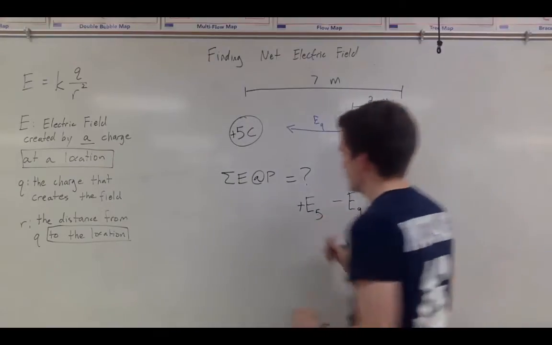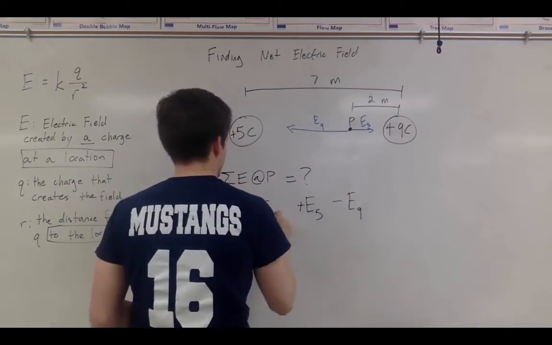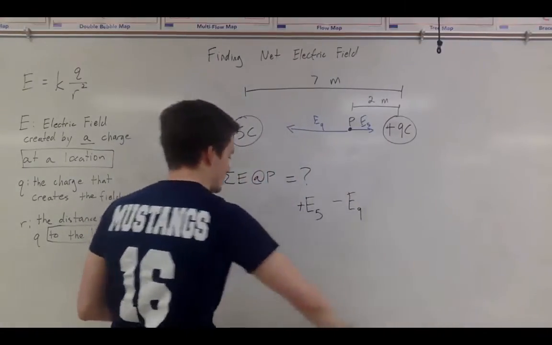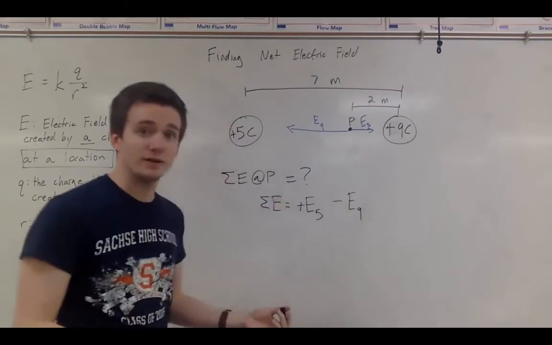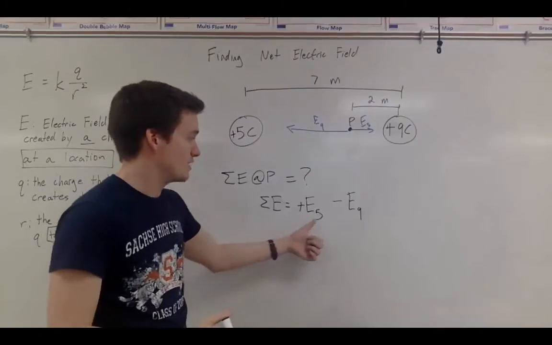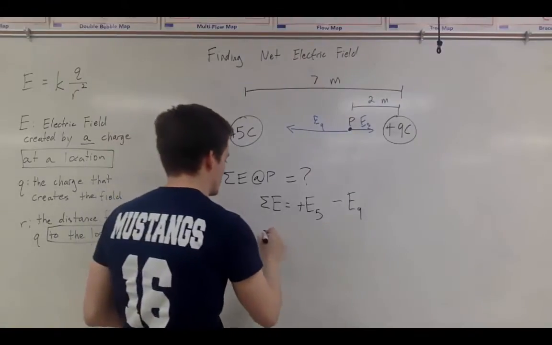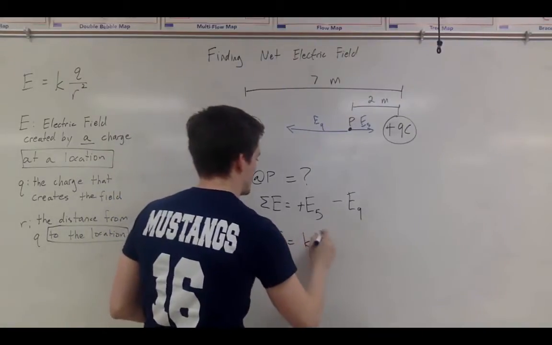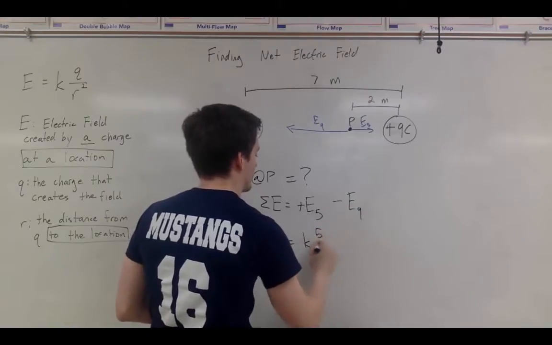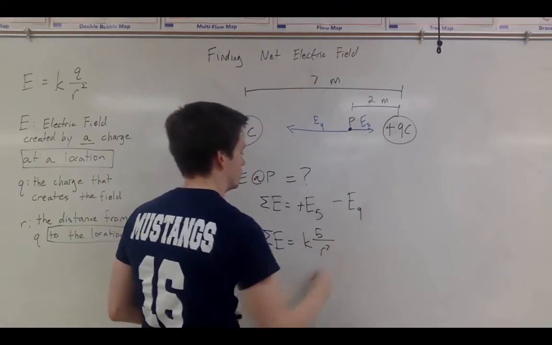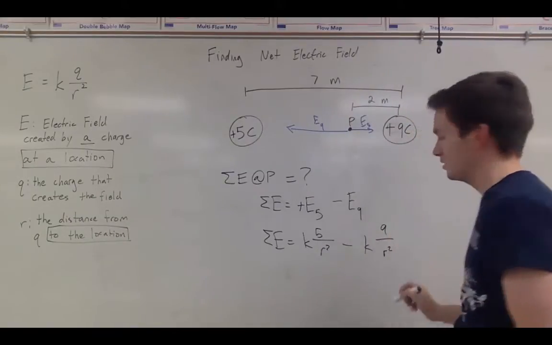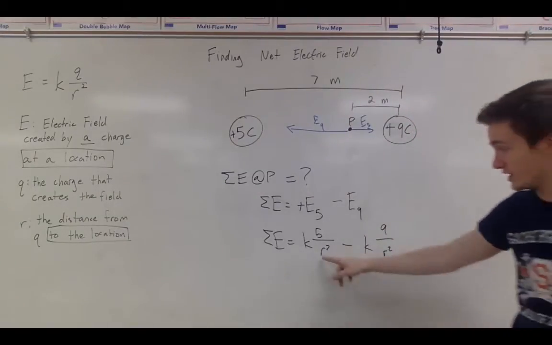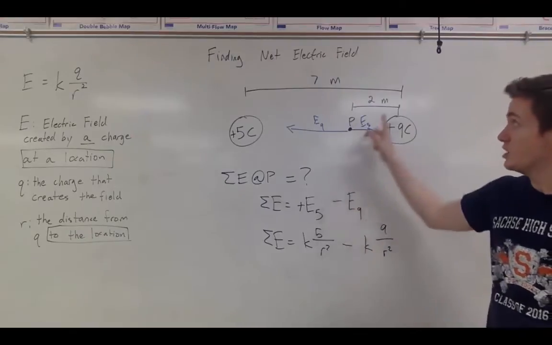So now we have our two things, and from here, it just becomes a matter of plugging in numbers and actually solving. Now, we have formulas for both of these, so from here we just got to plug and chug. K times the 5 coulombs over r squared minus K times the 9 coulombs over the other r squared. Now notice I didn't plug in numbers there, guys. I want to talk about that.